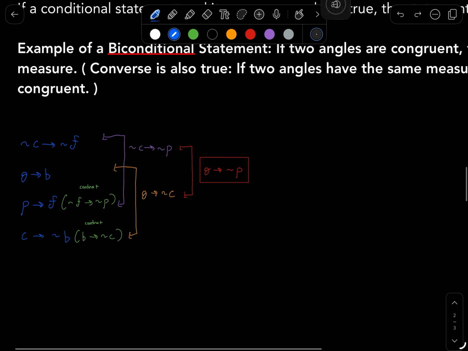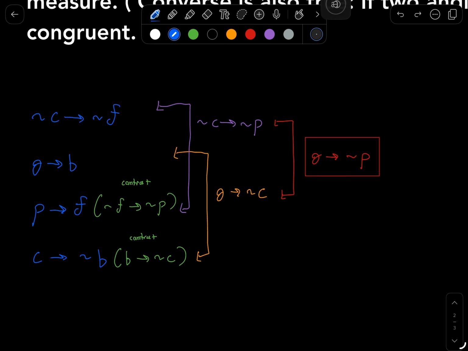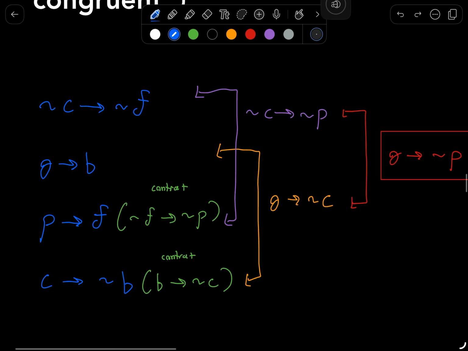Okay, and lastly, I have an example problem here that I want to discuss. So let's say you're given four of these conditional statements. Here, you're first given not C goes to not F, then you're given G goes to B, then P to F, and then C to not B. So what is the final ultimate conclusion you can make just by looking at those four given conditional statements?